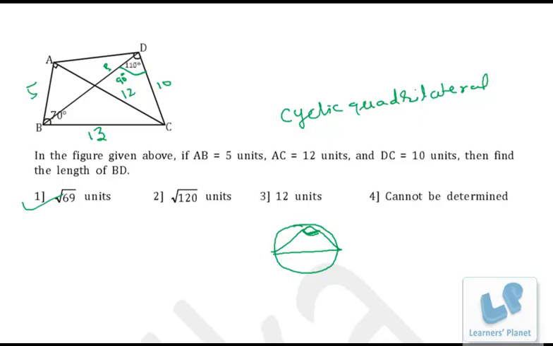Not much paperwork is required. You must be knowing the basic property of cyclic quadrilateral. That's it, right? So angle in a semicircle is 90 degrees. That is the property we have used. We have used the property of cyclic quadrilateral, nothing else. I hope you are clear.